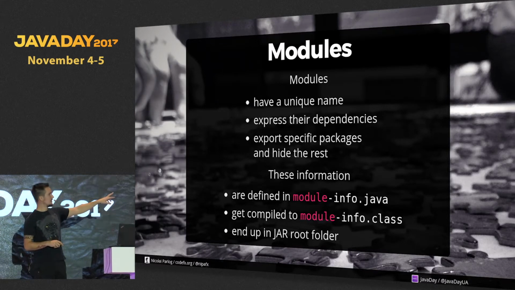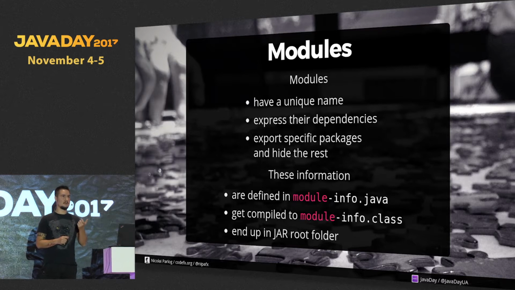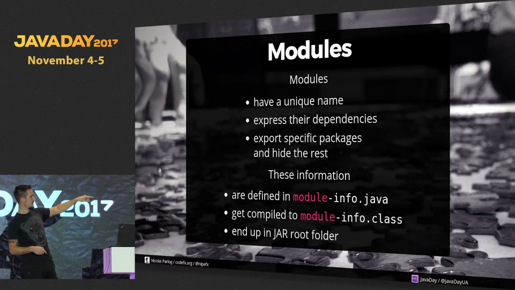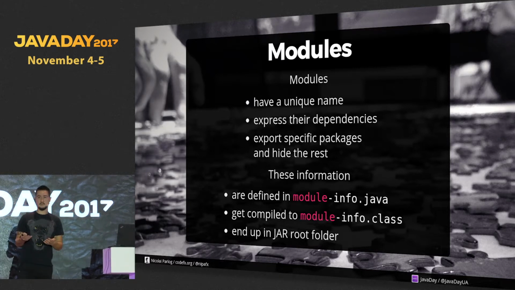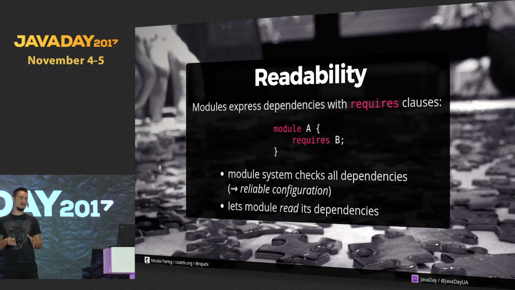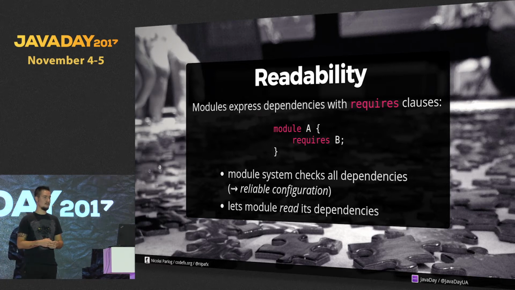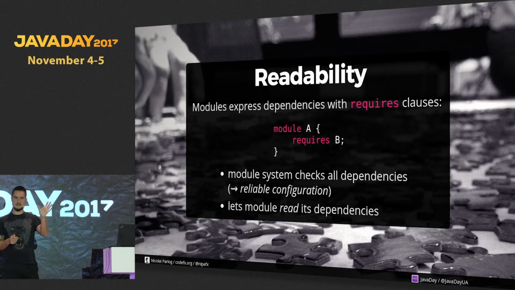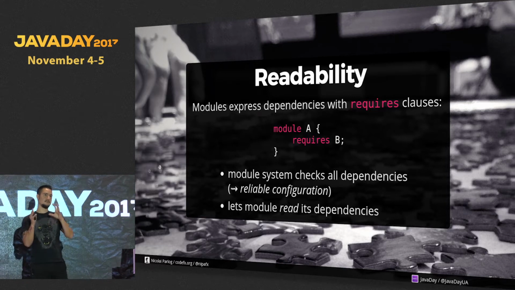So the 2 properties, expressing dependencies and exporting packages, I'll look at them in turn because they're some important concepts that I will refer to later. So the first one is readability. When a module like this one, in this case module A, says it requires B, then first of all, the module system will make sure that B is actually present at compile time and at runtime, and will let module A read module B. So that's the concept of readability, and we'll refer to that later. It's worth noting and remembering that concept because you will see it in the documentation over and over, and it's important to know that term. Readability means if some module requires another, then at runtime or during compile time, it will read that other module.